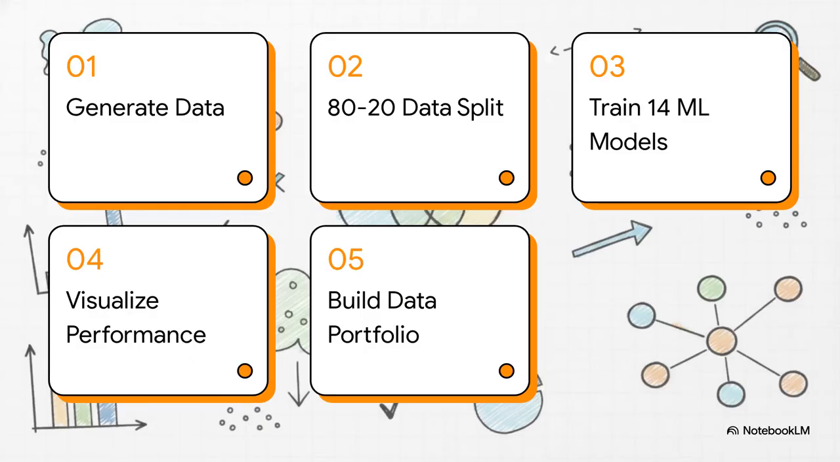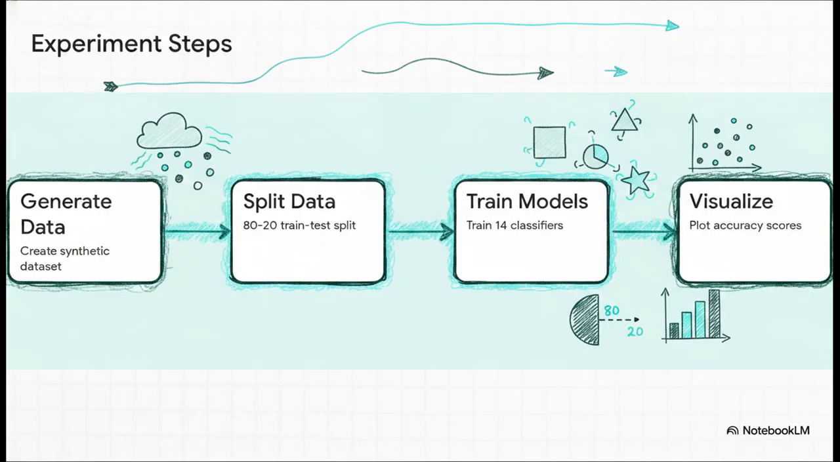Here's our chronological journey for today. We'll start with generating synthetic data, move on to the 80-20 data split, then training 14 ML models, visualizing model performance, and finally, building your data portfolio. Think of this as our exact developer roadmap. It shows exactly how our Jupyter Notebook experiment is going to flow from start to finish.